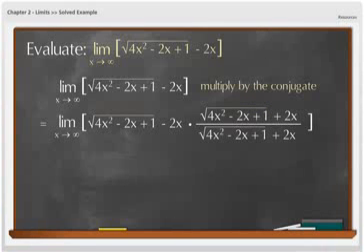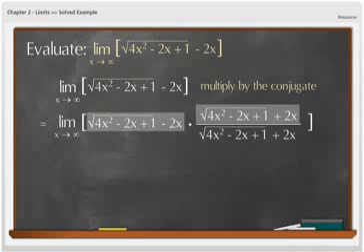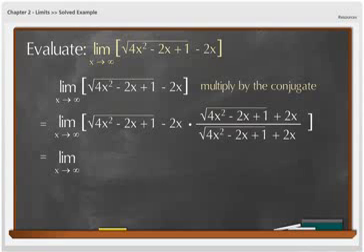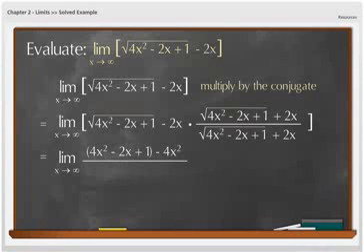Okay, remember that in the numerator, now you have two factors. Their product is going to be the difference between two squares: the square of the first term and the square of the second term. Therefore, when we apply the multiplication, we are going to get the limit as x goes to infinity, in the numerator, 4x squared minus 2x plus 1 minus 4x squared, divided by the denominator, square root of 4x squared minus 2x plus 1 plus 2x.